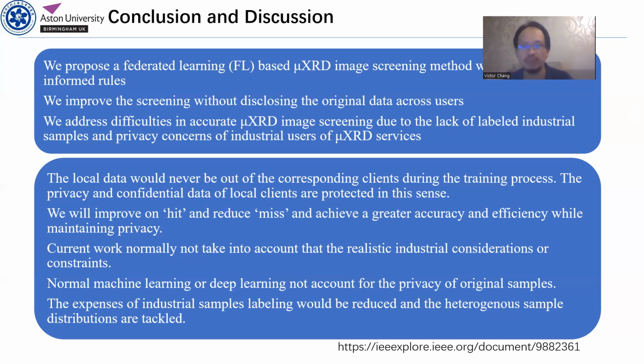And on the way for further improvement, the privacy and confidential data of the local clients are protected in this sense. Then we can improve on the hits and reduce the misses. Of course, this is a long-term strategy, as we always want better and better outcomes, achieving greater accuracy and efficiency while maintaining privacy. Normal machine learning or deep learning does not take the realistic industrial considerations or constraints into account, nor the privacy of the original samples. The expenses of industrial sample labeling would be reduced, and heterogeneous sample distributions are tackled.